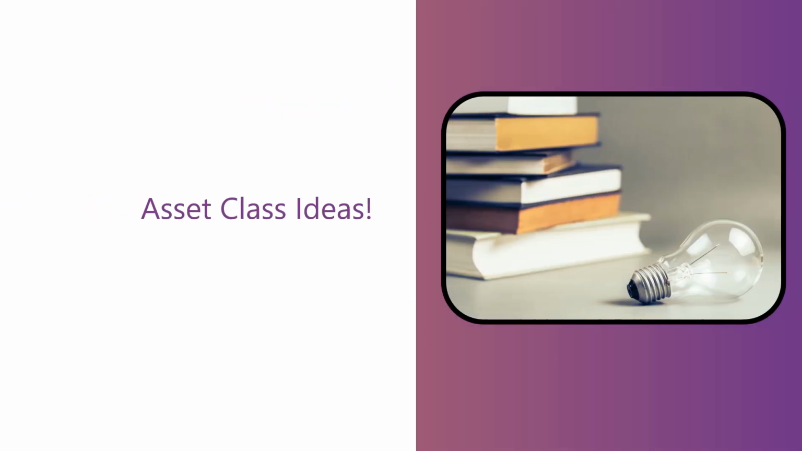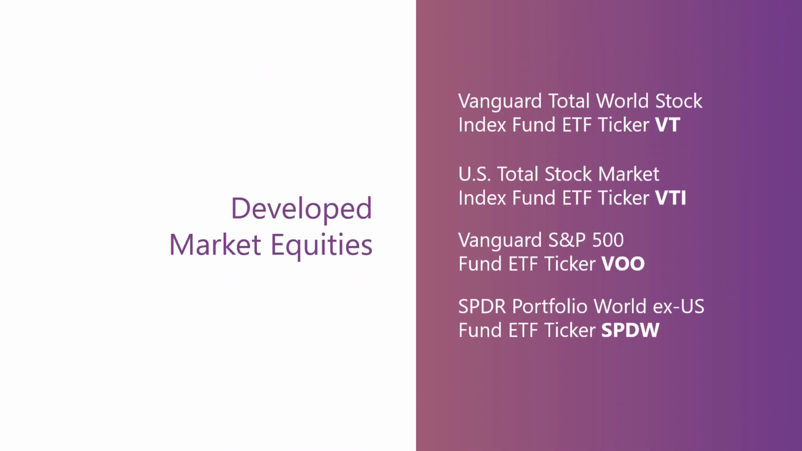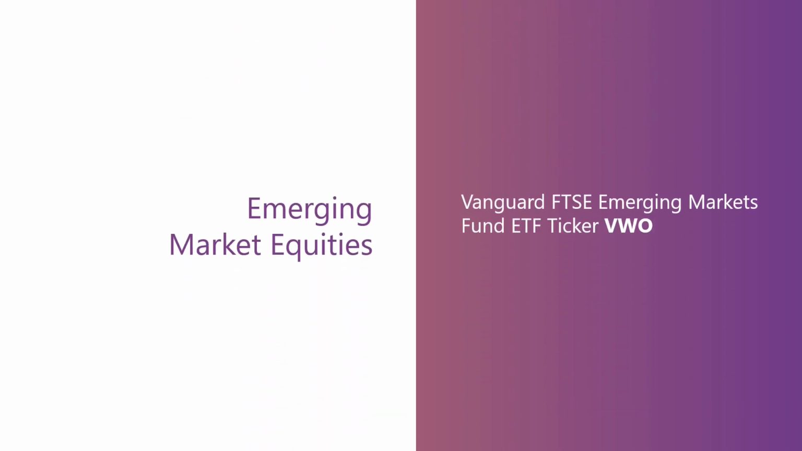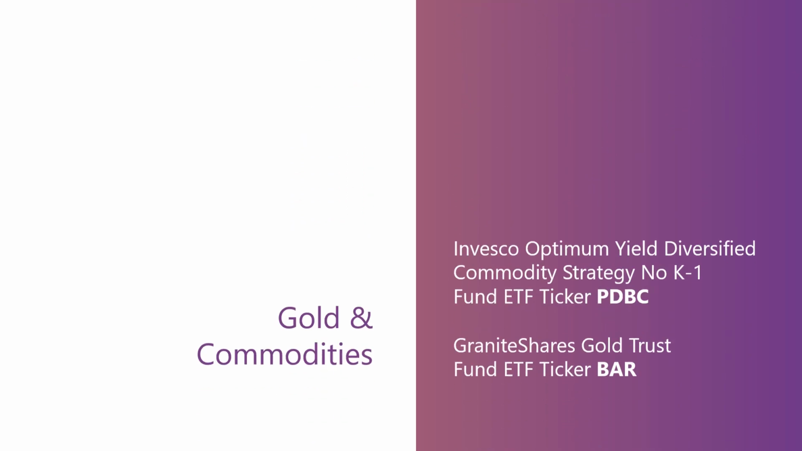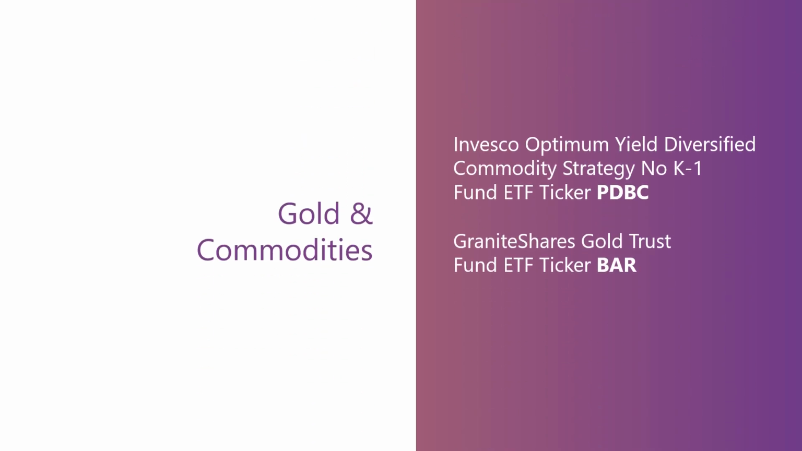Here is just a sample of an asset class universe that passive investors can choose from. We have developed market equities with U.S. and international funds, emerging market equities, U.S. bonds with different durations, and commodities and gold. The simplest thing you can do is buy and hold the Vanguard Total World Stock Index Fund, ticker symbol VT, which holds over 8,000 global stocks.